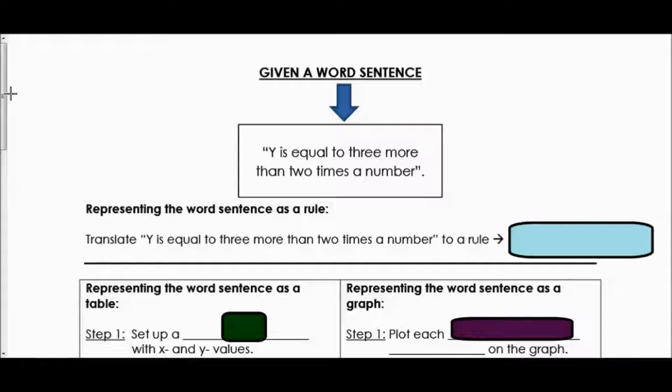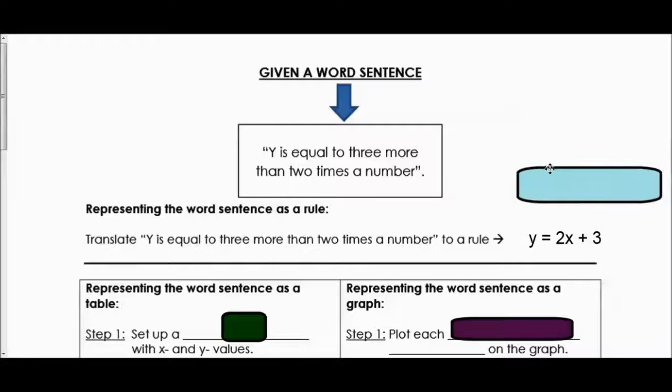Here we're given a sentence that we're going to translate into an equation and then make a table and graph those points. Y is equal to 3 more than 2 times the number. 3 more than, that's one of our phrases that tells us to switch, so we're going to switch the 2 times the number and the 3 more than, the adding 3. So it's 3 more than 2 times some number, 2x plus 3.